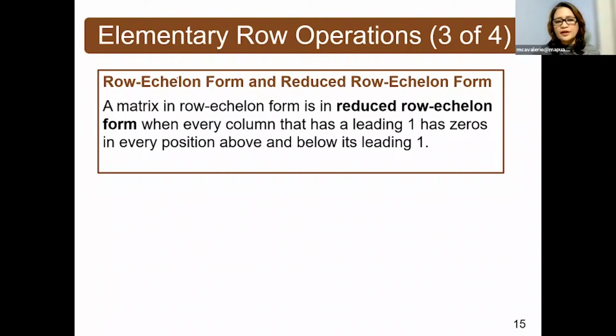Now, there is such a thing as row echelon form and a reduced row echelon form. Now, how do we differentiate a row echelon form from a reduced row echelon form? A matrix in row echelon form is in reduced row echelon form when every column that has a leading one has zeros in every position above and below its leading one. Now, let us see some example here.